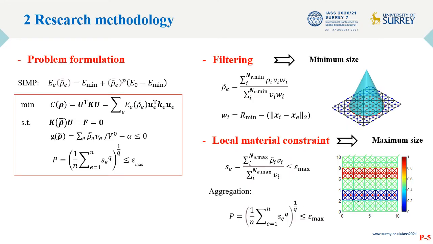The topology optimization problem is formulated as follows. The design variable is chosen as the pseudo-density of element. The material stiffness is interpolated using the same approach. The objective is to minimize the structural compliance. The constraints include the global and element-wise local material constraints. We perform filtering on element density to achieve minimum feature size. We incorporate the element-wise local material constraint to achieve maximum feature size.